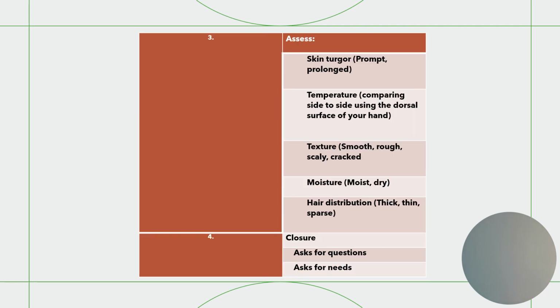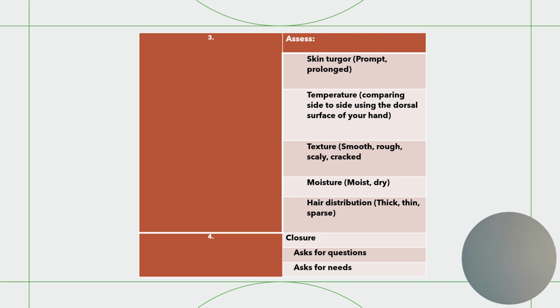We need to assess the skin turgor. Again, understand that you should not be assessing skin turgor on the back of the hand. As we age, we tend to lose the elasticity in our skin, so we may have some tenting to the back of the hand that is perfectly normal and does not indicate that there is dehydration or some issue going on. So always, always, always obtain the skin turgor either on the forehead, the clavicle, or the sternum.